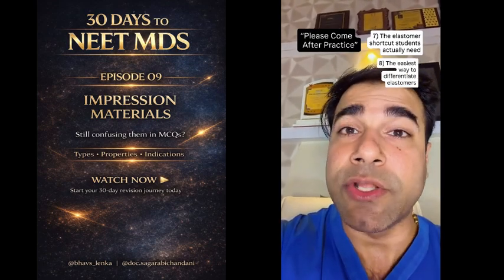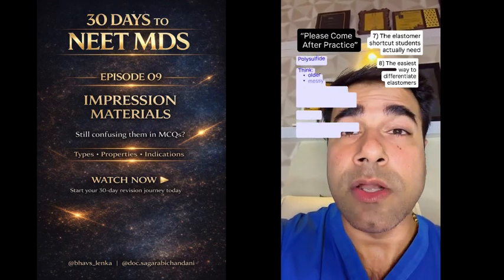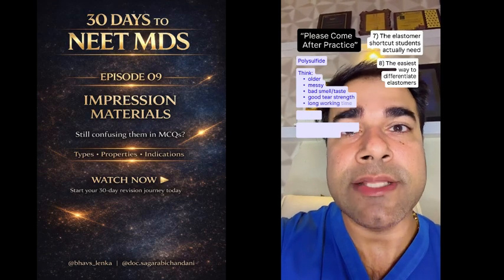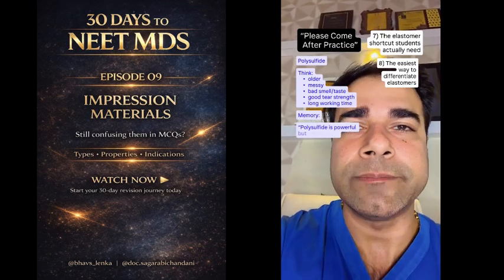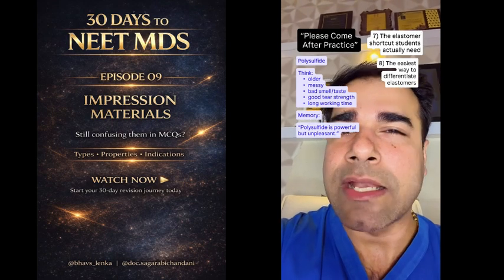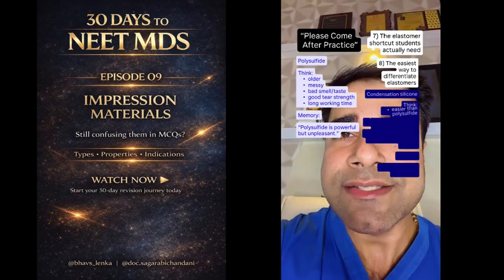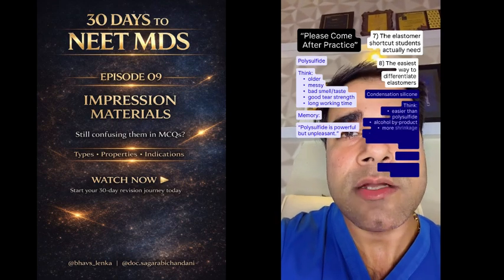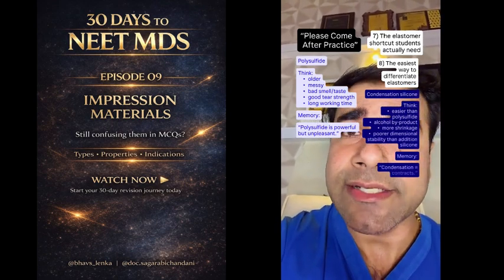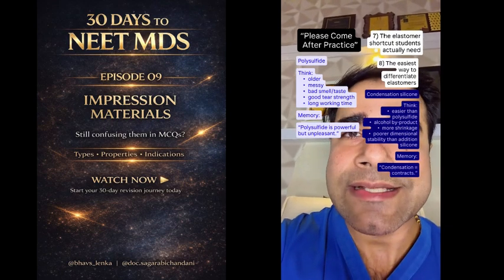The easiest way to differentiate the elastomers. Polysulfide, think older, messy, bad smell or taste, good tear strength and long working time. Memory, polysulfide is powerful but unpleasant. Condensation silicone, think easier than polysulfide, alcohol byproduct, more shrinkage, poorer dimensional stability than addition silicones. Memory, condensation equals contracts.